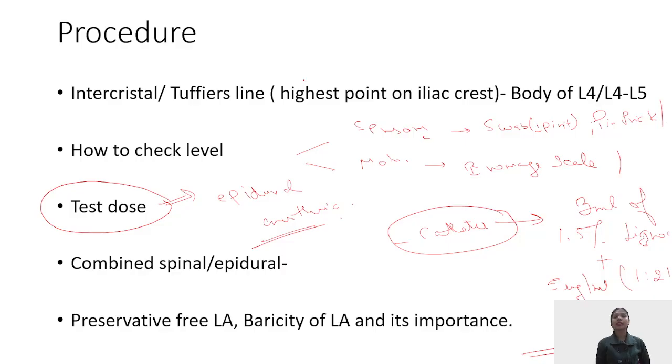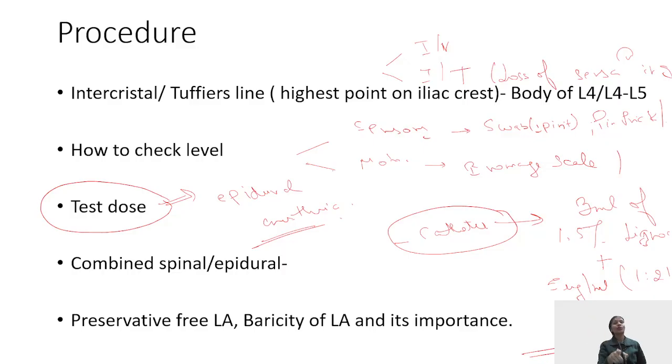Why do you give it? This is to test whether the catheter by chance has not gone intravascular or intrathecal. Intrathecal means into the subarachnoid space and intravascular into the blood vessels. If the catheter goes intrathecally, then we'll have the loss of sensation in the great toe. Loss of sensation in great toe and we have to stop there itself because our catheter has gone subarachnoid.